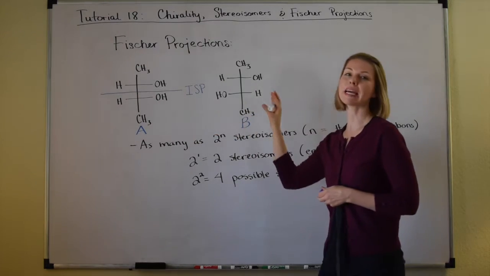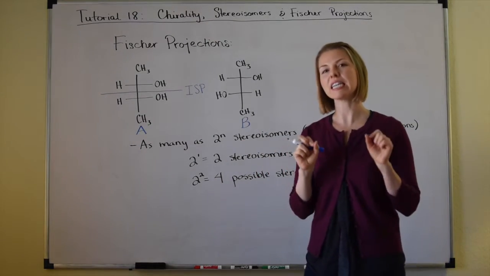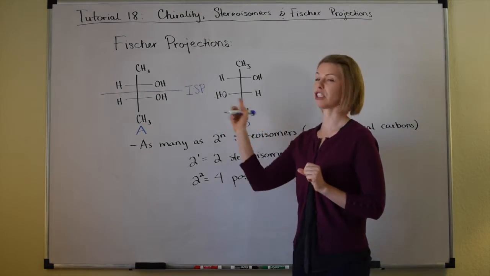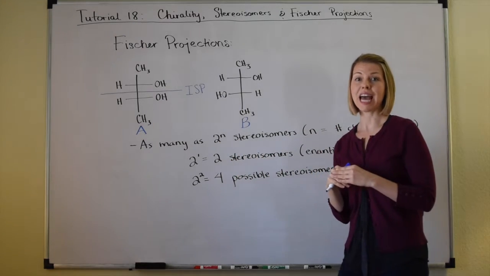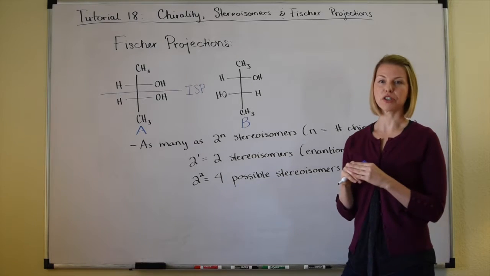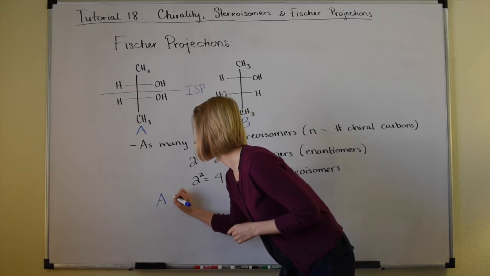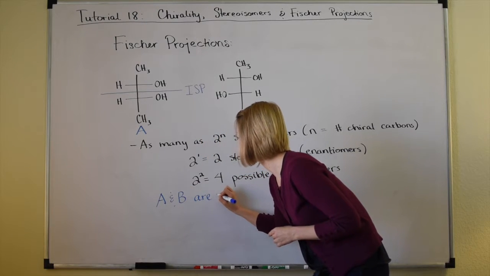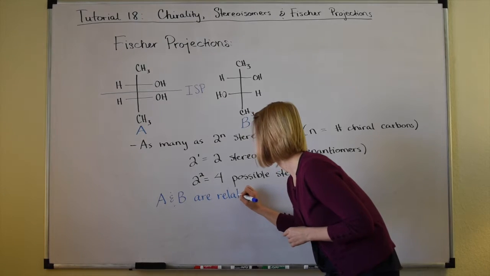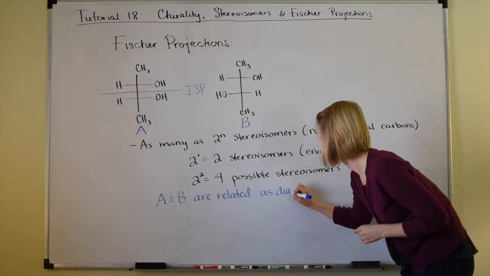And how are A and B related? Well, they are stereoisomers that are not enantiomers. They are not mirror images of one another, nor are they the same. They are related as diastereomers. I'm going to write down here that A and B are related as diastereomers.